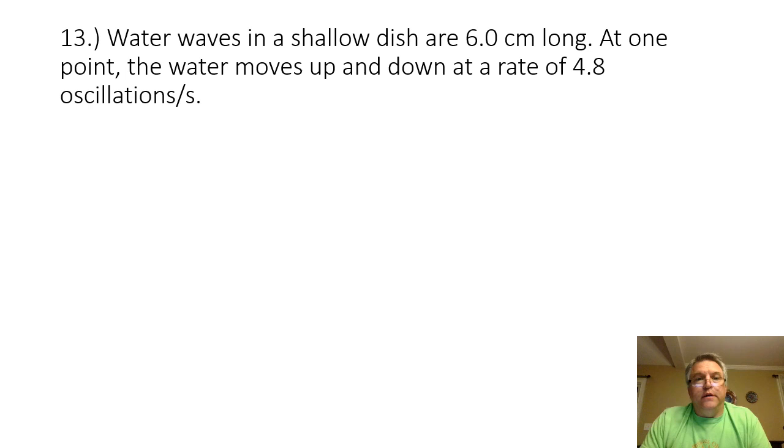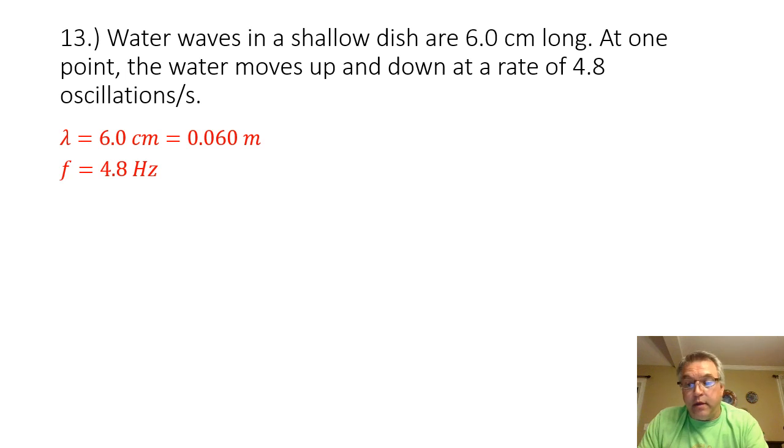Problem 13. Water waves in a shallow dish are 6.0 centimeters long. At one point, the water moves up and down at a rate of 4.8 oscillations per second. So I know that my wavelength is 6 centimeters. I do need to convert that to meters, so that is going to be 0.060 meters. And I know I am given the frequency is 4.8 hertz.